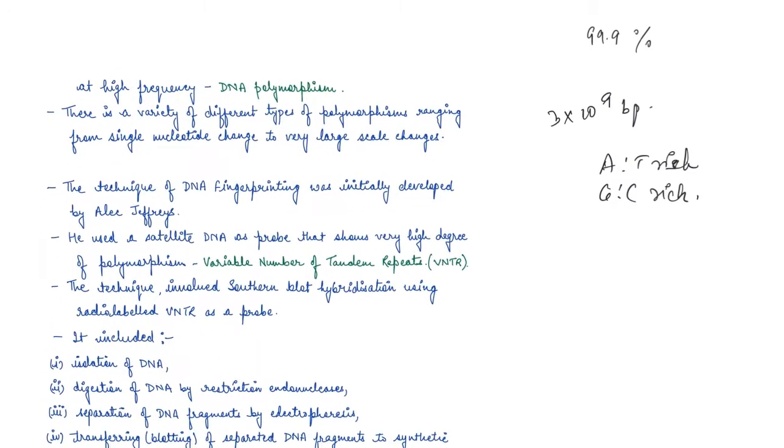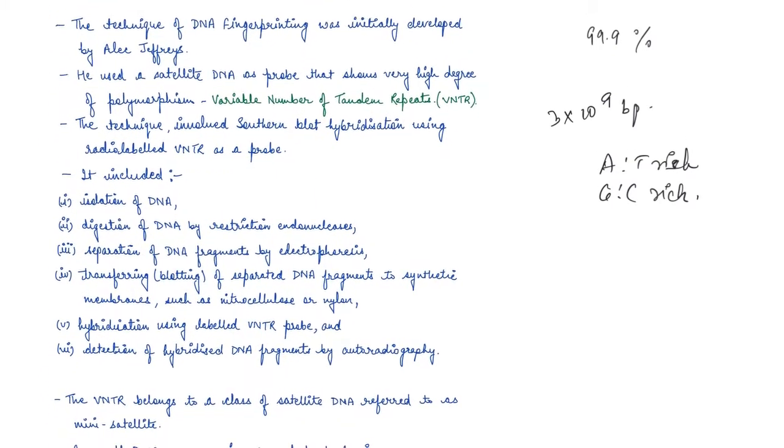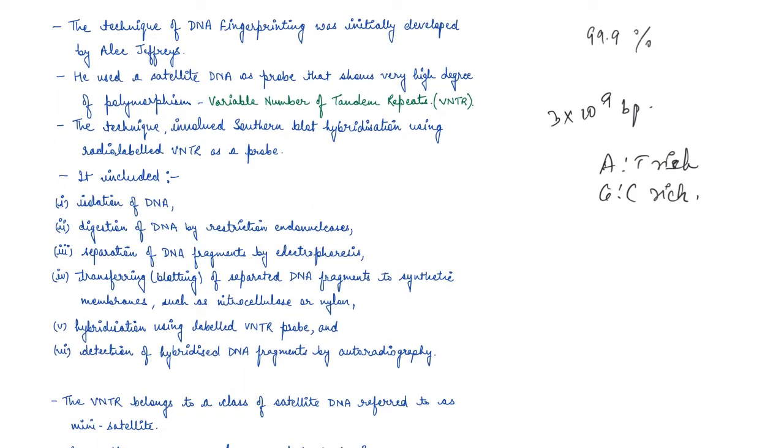What is the technique in DNA fingerprinting? The technique of DNA fingerprinting was developed by Alec Jeffreys. What he did was use a satellite DNA as a probe that shows a very high degree of polymorphism. These satellite DNAs are known as VNTR, variable number of tandem repeats, right?